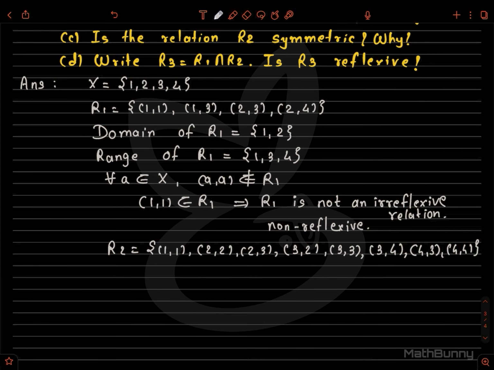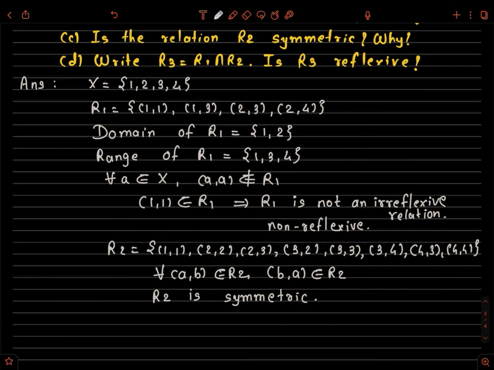Next question is, is R2 symmetric? Here I have written relation R2. We know that if for all (a, b) belonging to R2, (b, a) is also present in that relation, then it is called a symmetric relation. Here for (2, 3), (3, 2) is present. And for (3, 4), (4, 3) is present. So relation R2 is a symmetric relation. For all (a, b) belonging to R2, (b, a) is also there in R2. That's why R2 is a symmetric relation.